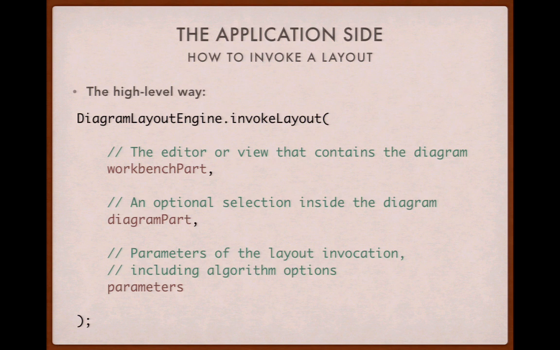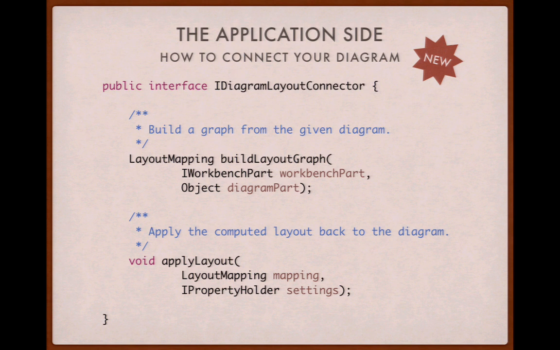There's also a high-level way to use it inside Eclipse, and the interface here is the class DiagramLayoutEngine. It has, for example, a method called invokeLayout, where you just pass a workbench part, so an editor or view, and optionally a selection inside that part, and a parameters object, which can also be empty. Then it just takes the defaults or pre-configured settings, and that's it. Now the question is, how does the transformation from the diagram to the graph and back take place? Well, this is done using a so-called layout connector implementation that does exactly that. It has a buildLayoutGraph method that creates the ELK graph instance, and an applyLayout method that transfers the coordinates back to the diagram. So quite easy to understand.